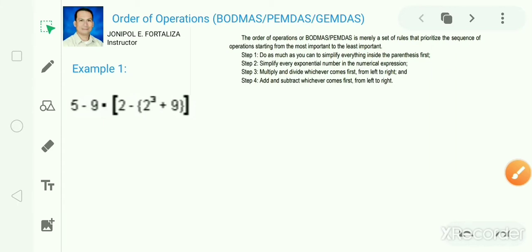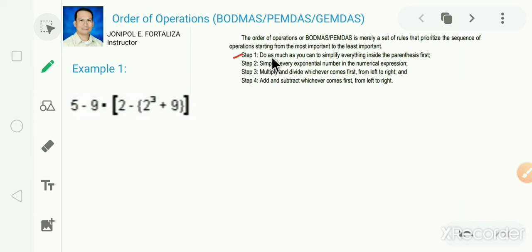Okay, to elucidate more on the order of operations, or what we call BODMAS, PEMDAS, or GEMDAS. First, we are going to recall the steps on how to solve expressions involving order of operations. So before we evaluate example number 1, we take first step number 1.